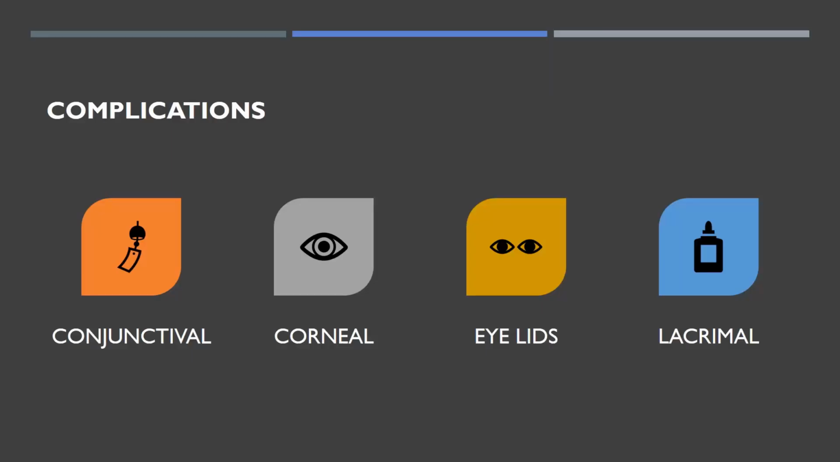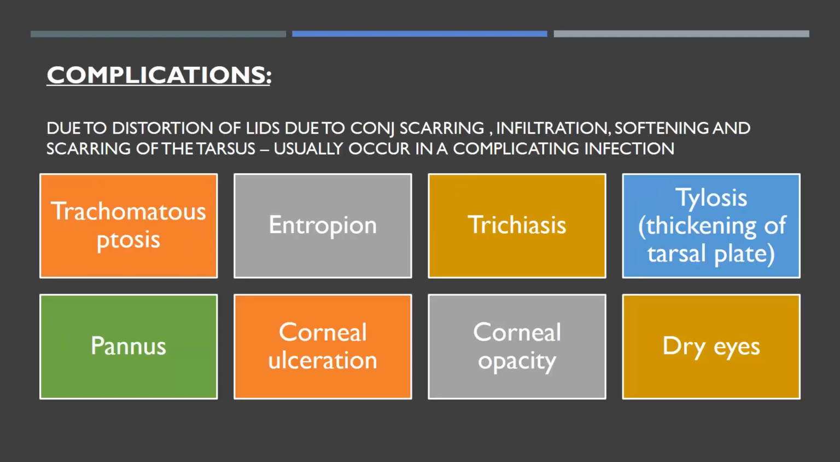This is one of the most important questions in the oral and written exam. What are the complications of trachoma? Complications of trachoma can be on the conjunctiva, on the cornea, on the eyelid, and on the lacrimal system. They include trachomatous scarring, entropion, trichiasis, xerosis, pannus, corneal ulceration, corneal opacity, and dry eye.